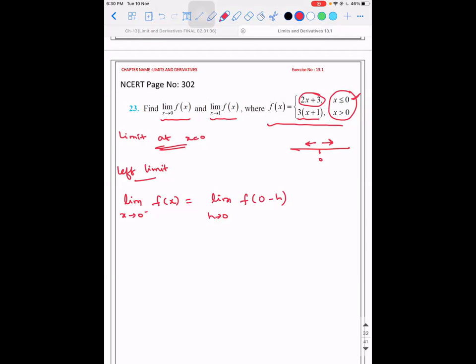Does it make sense? Are you able to understand what I wrote? This is at 0, sir. When this x is equal to or to the left of 0, this is at the left of 0.